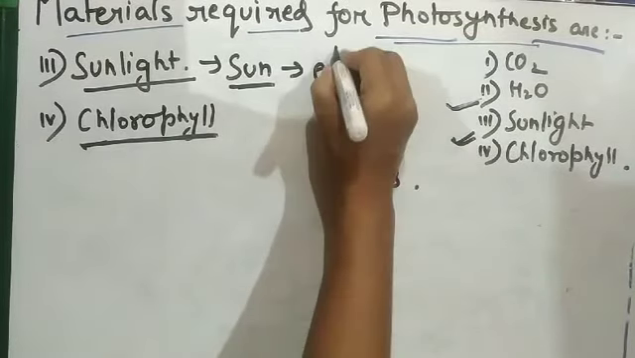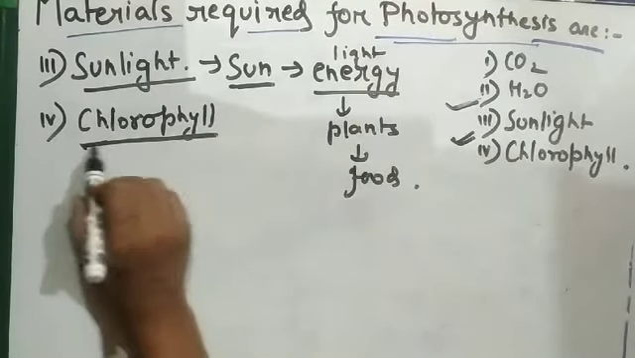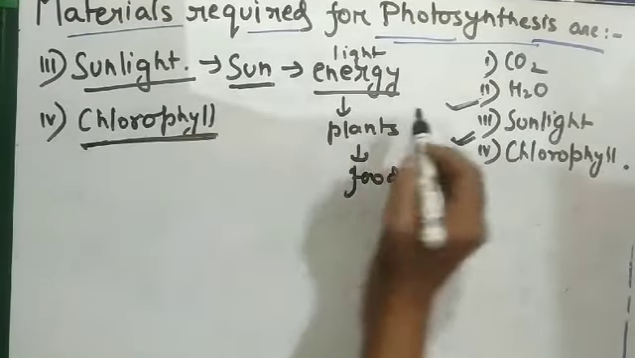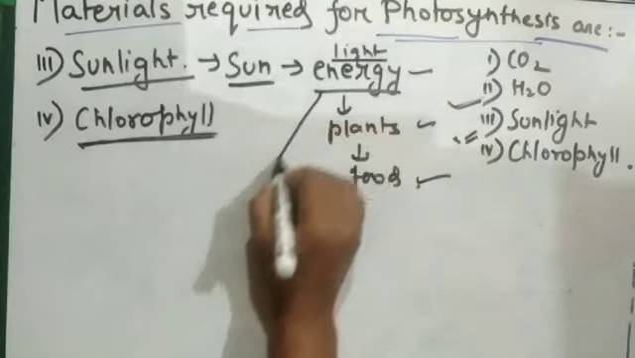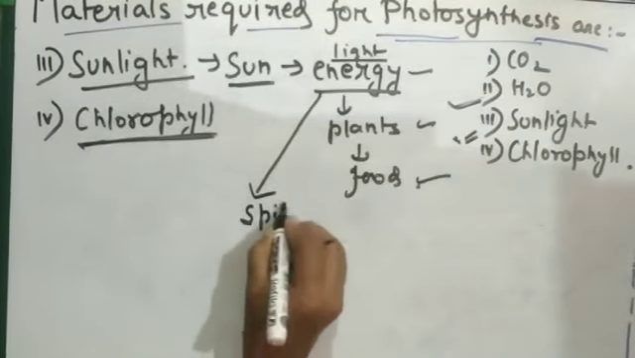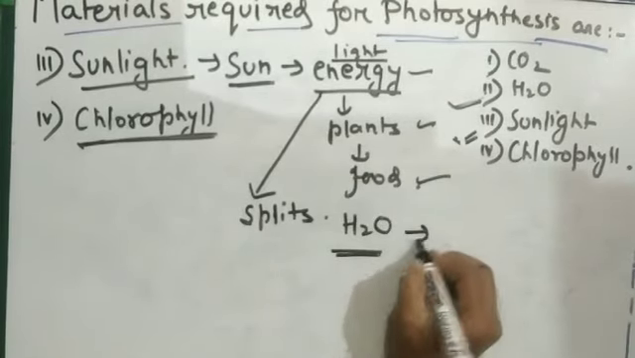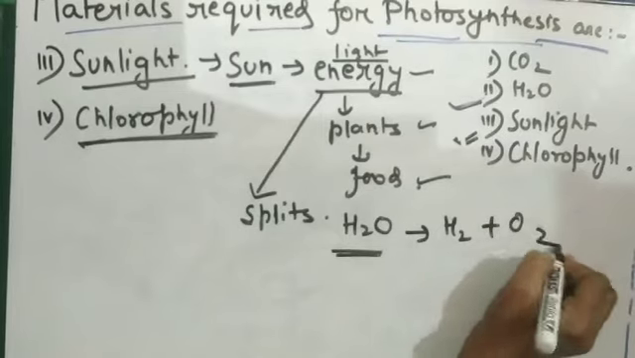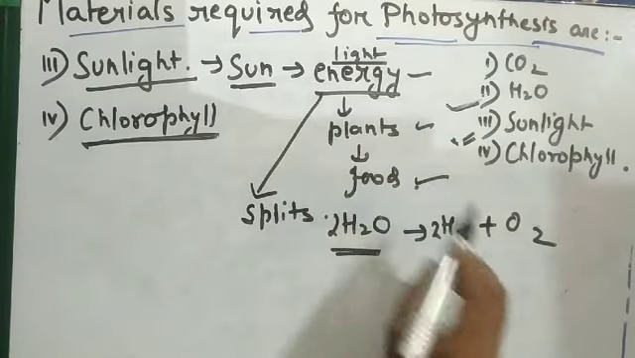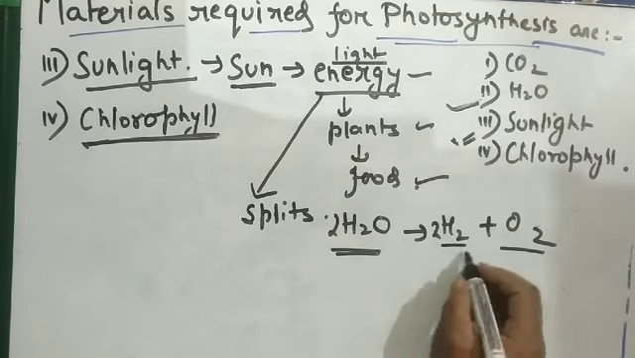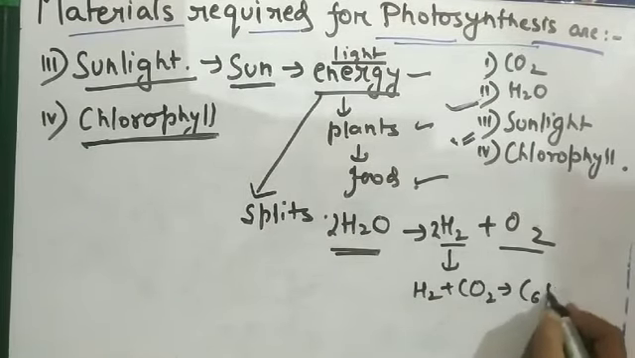This energy is also called light energy because the energy is given by the sun. So the chlorophyll molecule traps this sunlight energy, and this light energy helps the plant to make its food. What this light energy does is split the water molecule into hydrogen and oxygen. Later on, this hydrogen joins with the carbon dioxide to form the carbohydrate, that is the food of the plant.